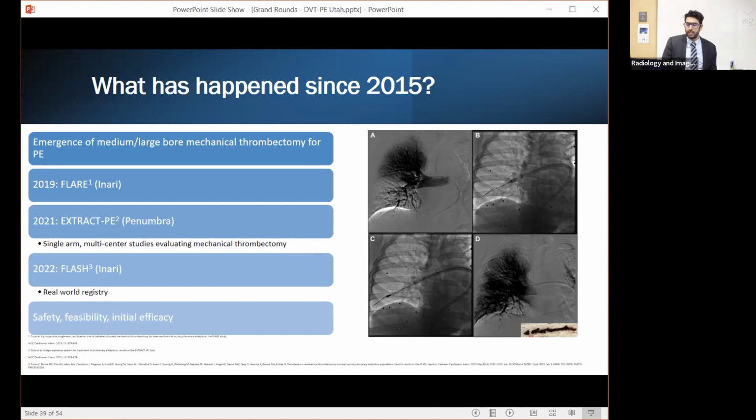So in 2019, we had the FLARE trial, and in 2021 the EXTRACT-PE. These were single-arm, multi-center studies, basically evaluating and saying that mechanical thrombectomy is safe and could similarly reduce the pulmonary artery pressure. We also had in 2022 the FLASH registry, which is the Inari device, a real-world registry, and again, primarily trying to document safety, feasibility, and initial efficacy.